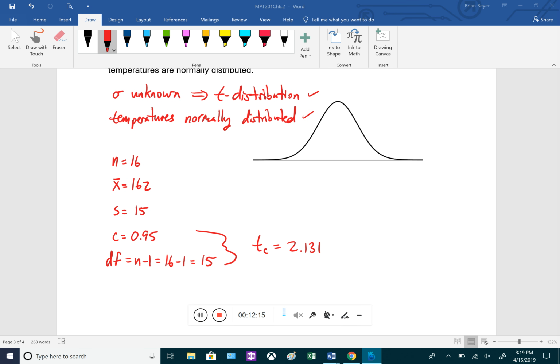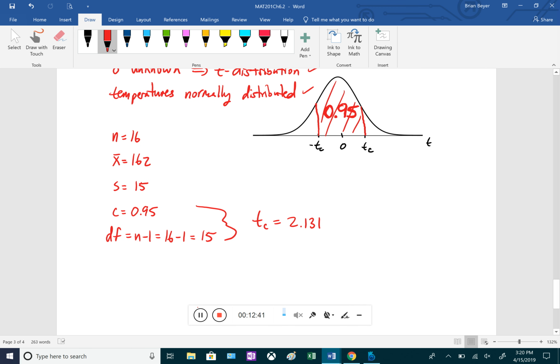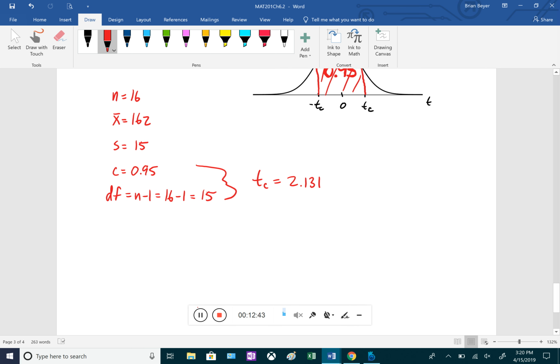And what that means is that if we're on the t-distribution here, that means that 95, because that was the confidence level, 95% of the area for that t-distribution falls between negative 2.131 and positive 2.131. Okay, so that's pretty much the more difficult part here. The rest is just plug and chug.